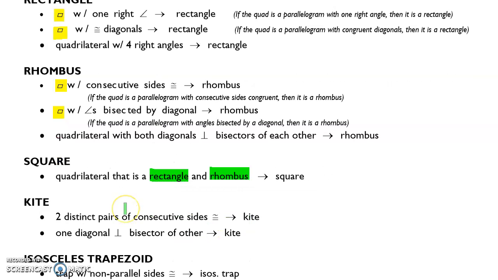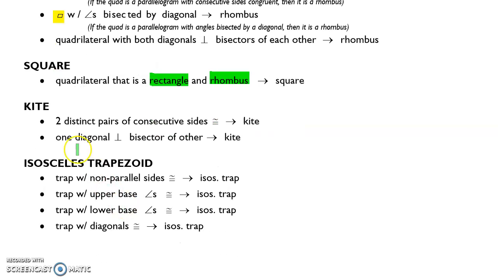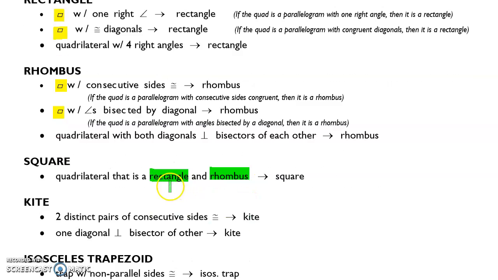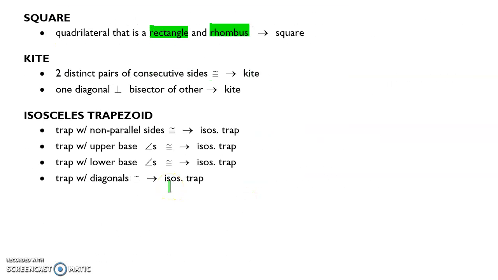For a kite, remember kites and isosceles trapezoids are not parallelograms. So we wouldn't prove parallelogram first. For it to be a kite, we would prove 2 distinct pairs of consecutive sides are congruent. For a kite, we could also prove that one diagonal is a perpendicular bisector of the other. If it's a rhombus, both diagonals are perpendicular bisectors. Kite, only one of them.